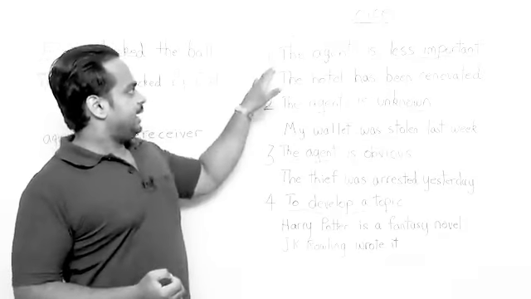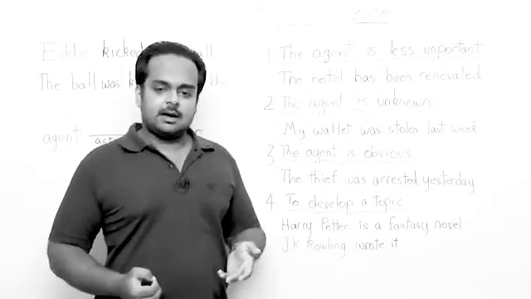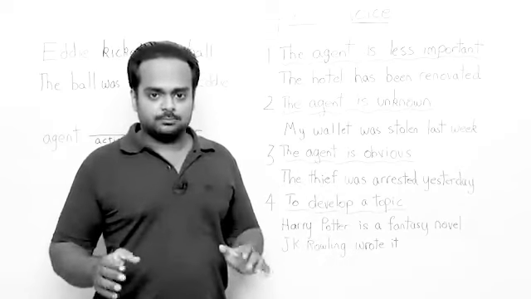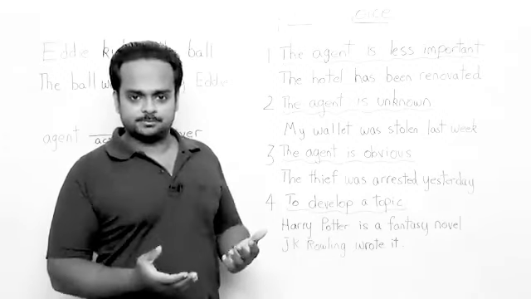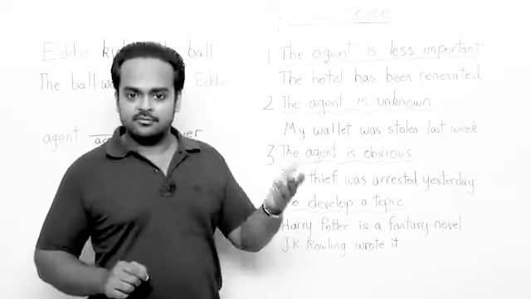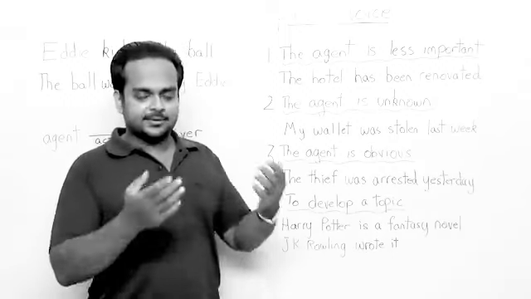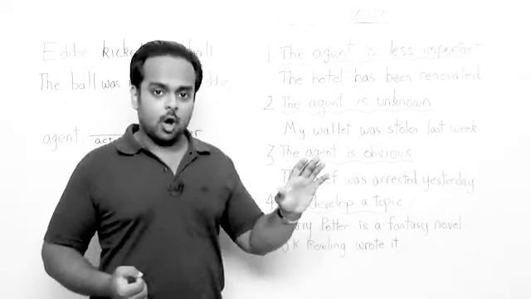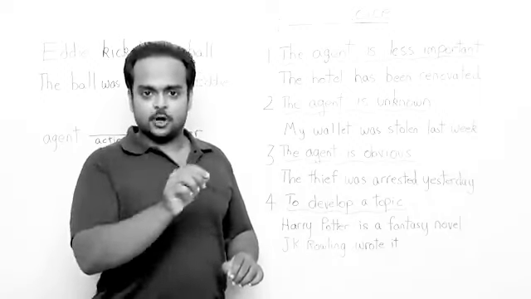Well, one situation is where the agent is less important. Now let me give you an example. There's this hotel near my home. It's a very popular hotel, but there was one problem, and that problem was the hotel looked very old. It was an old hotel. But recently, I learned that they have renovated the hotel. Renovate means to improve the look of a place. So they have repainted the building, they've added some new furniture, they've made some nice decorations, and now the hotel looks really good. So we can say that they have renovated the hotel.